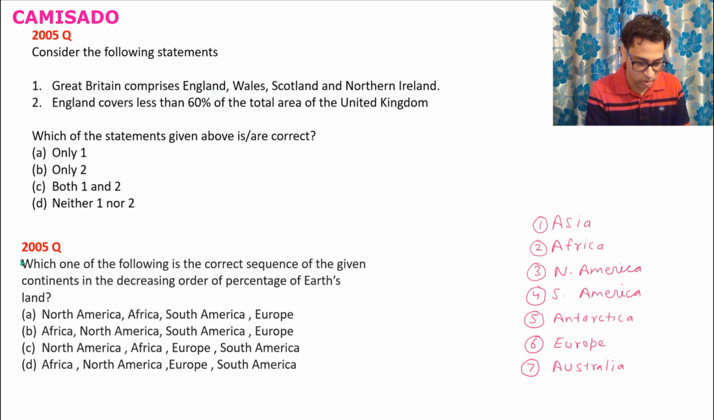So now let us also look at this question from 2005, which says: which of the following is the correct sequence of the given continents in decreasing order of the percentage of Earth's land? So we know that Europe is the second smallest continent. So here we can arrange it. So the answer would be Africa, North America, South America and Europe.